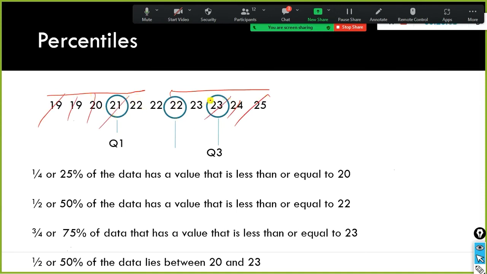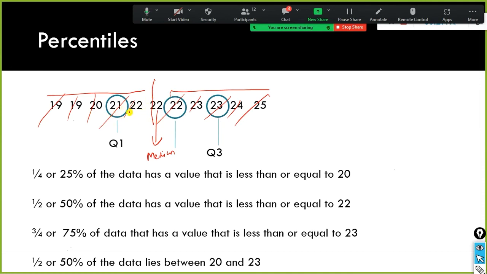If you cancel this one and this one, this is the one: 22. This is the median, or we can say the 50th percentile. Okay, 22 is the median. So here, you see that 25% of the data has a value that is less than or equal to 20. Okay, this is my median, right?